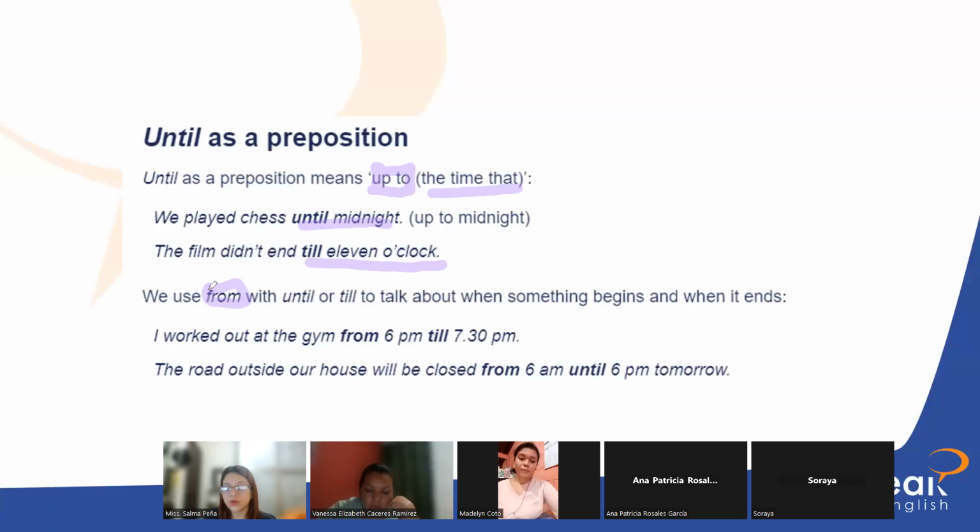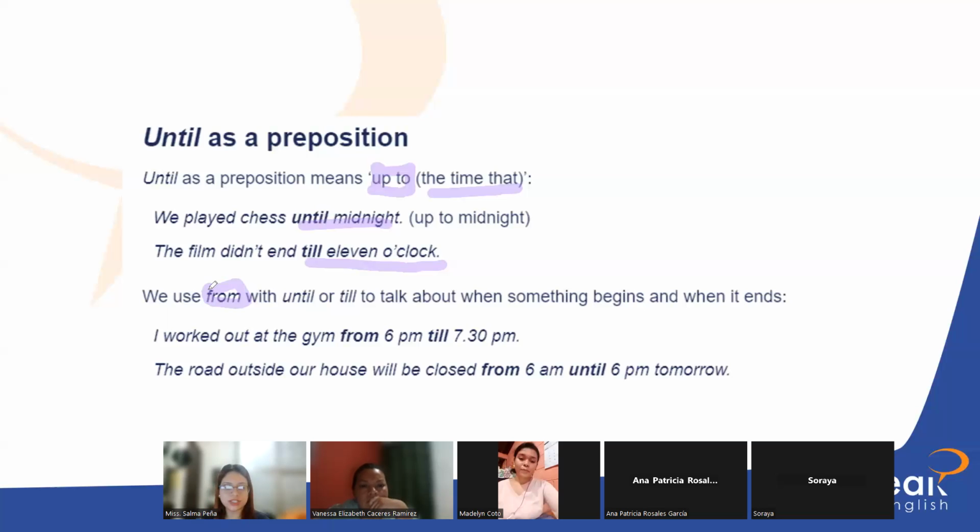When we use from with until or till is to talk about when something begins and when that activity ends, the beginning and the end. When you want to talk about the period when that activity begins, you say from, and you say the first schedule from 6 p.m. And when it finishes, you say till or until, both, the one that you prefer, 7:30 p.m. And that is the period. That's how you compare the beginning and the end of something. And basically, that is the use of until.